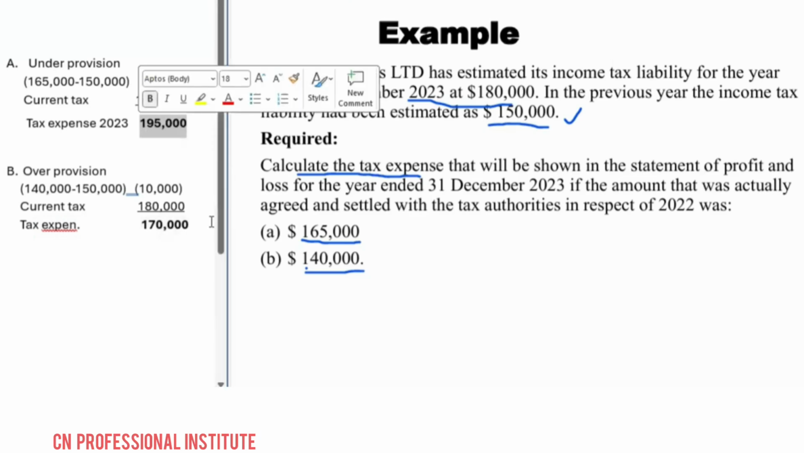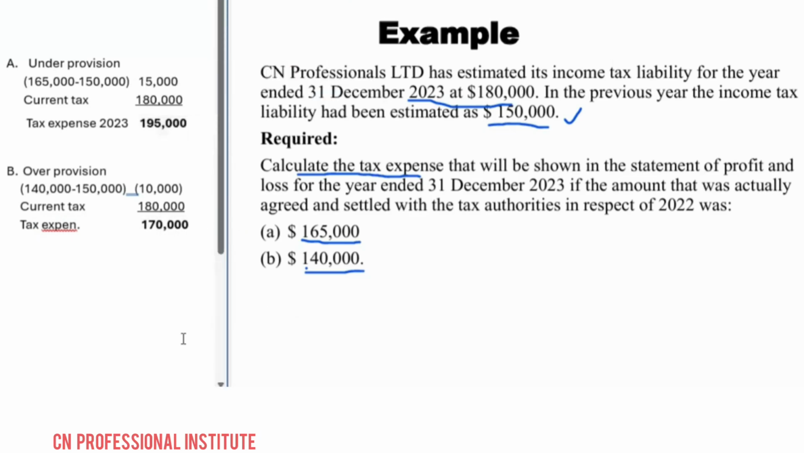Very, very simple. What you do is just compare the previous amount that you have estimated with the amount agreed with the tax authorities. Okay, if you have estimated a lower figure, then it is under provision. If you have provided more than the tax authorities are saying, then it's over provision. And we said under provision should be added because it will increase the current tax expense because we couldn't fully pay in the previous year. So you have to bring it to this year and add it.